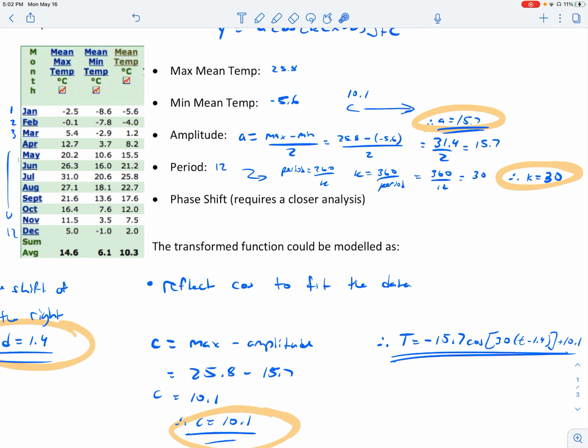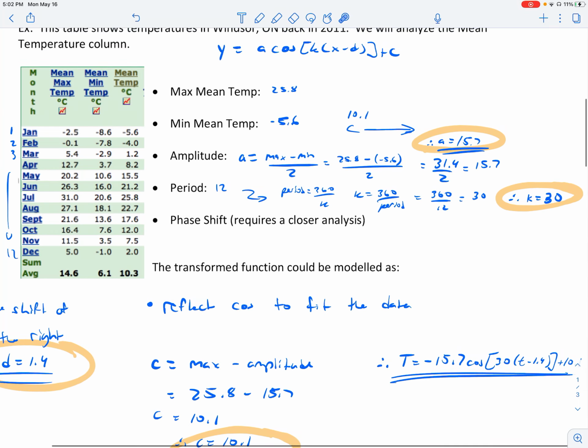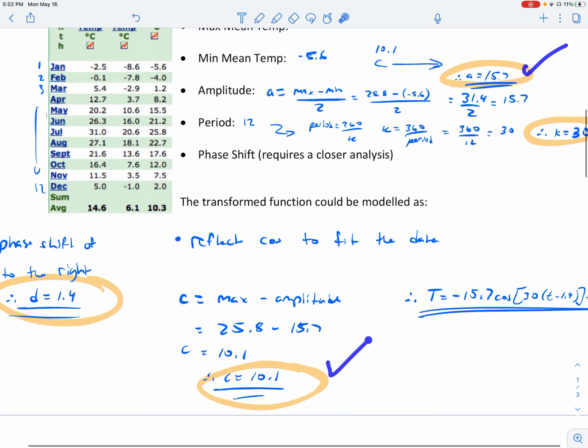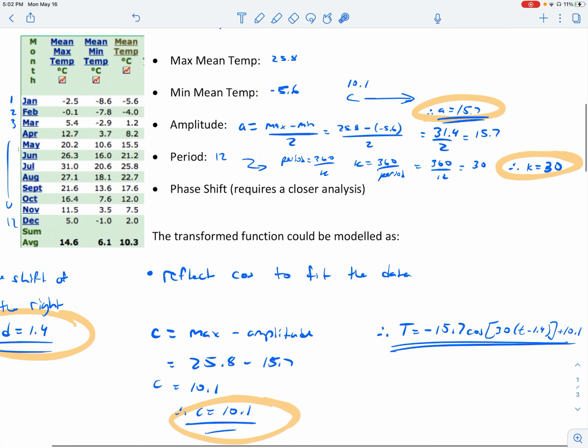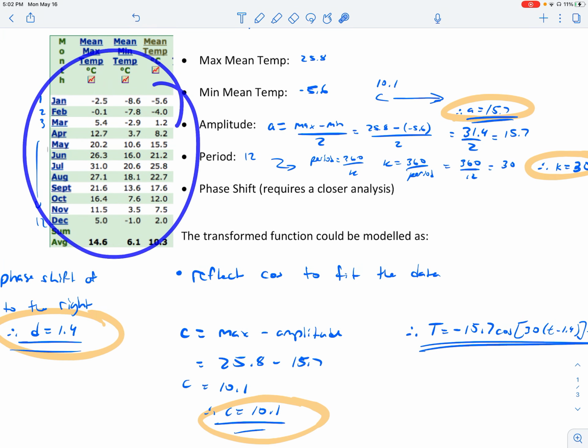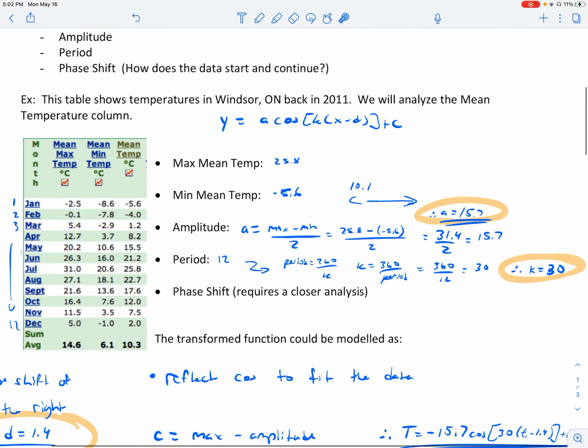And really, we're getting all our information from just a couple of important points. So our max and min. We start with our max and min value, and then we determine the amplitude. We can then determine the center line using max and amplitude. And then it's easy to find the period and then get the p-value. And lastly, analyze the data table and see how much of a phase shift you need to do. Once you get A, K, D, and C, just put it all together inside that formula right there.